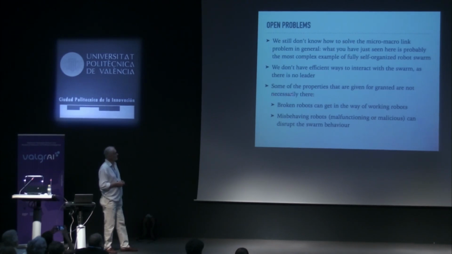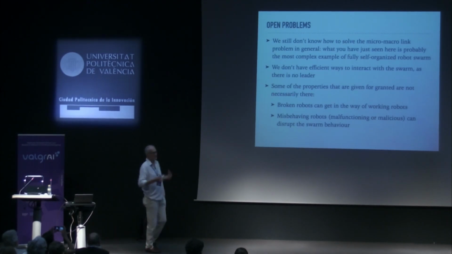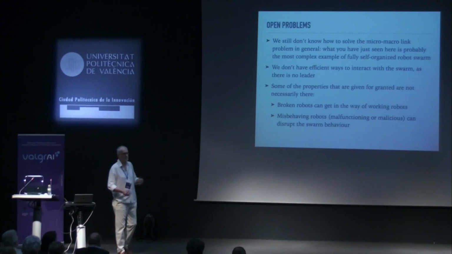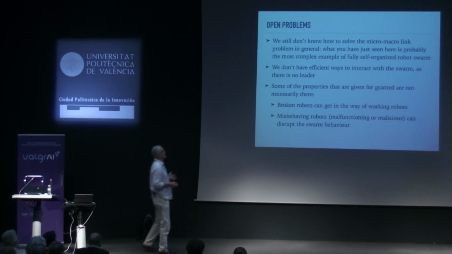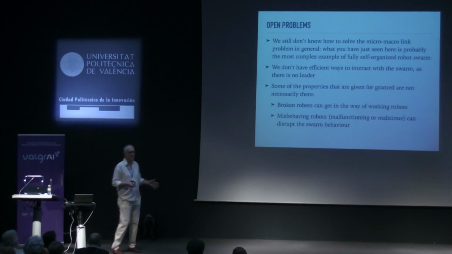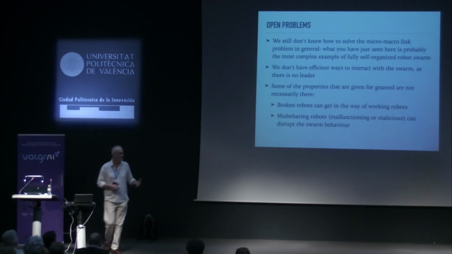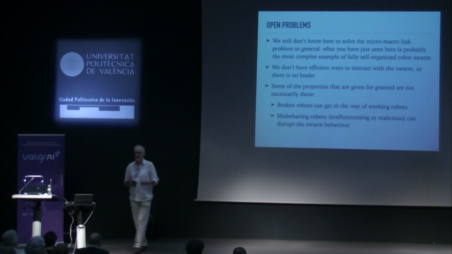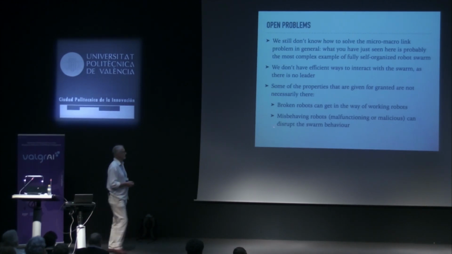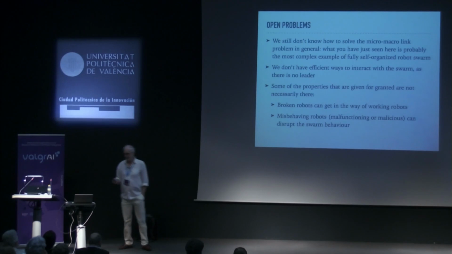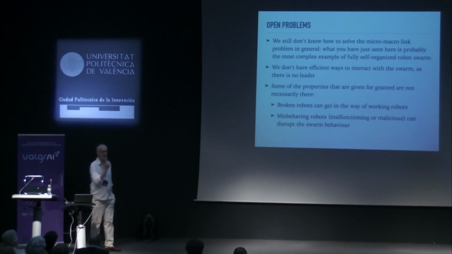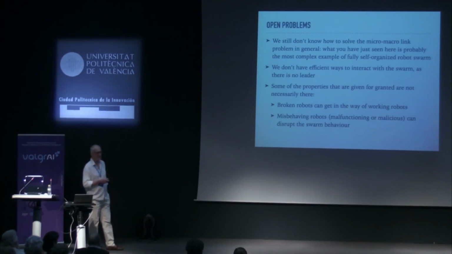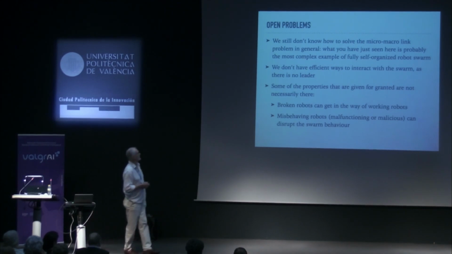And additionally, when we talk of swarms, often we say, since there are many robots, they are fault tolerant by design. One robot breaks down, and the system continues to work. In reality, what happens is that a broken robot can get in the way of working robots. Or if the robot is misbehaving because it's malfunctioning or because it has been hacked and is acting maliciously, then it can disrupt the swarm behavior. We have run experiments in which we show that it is enough to have one robot that is misbehaving, and it can change completely the behavior of the whole swarm. Okay? So these are open problems.